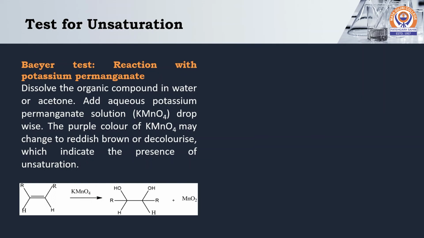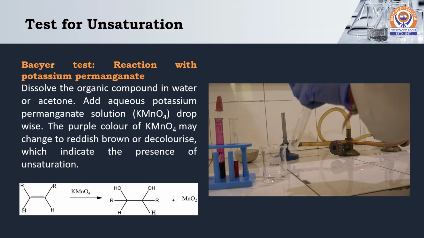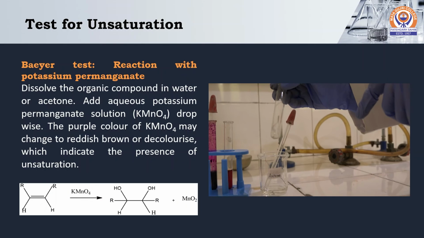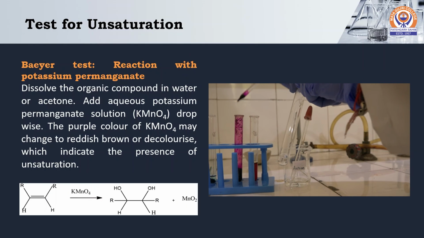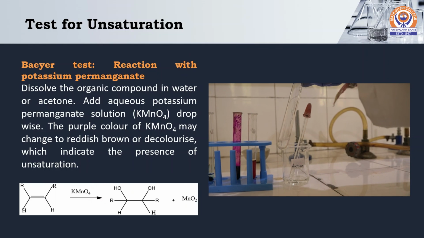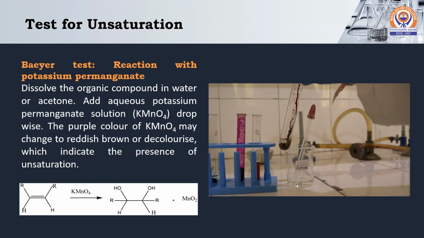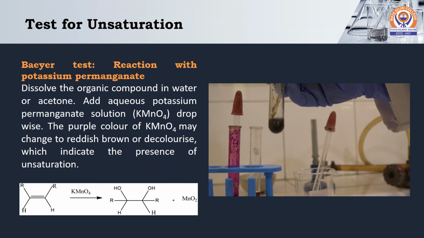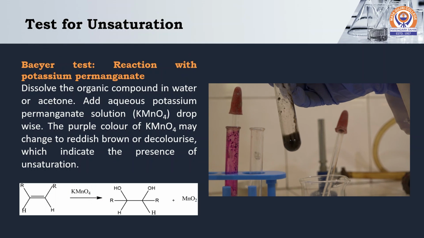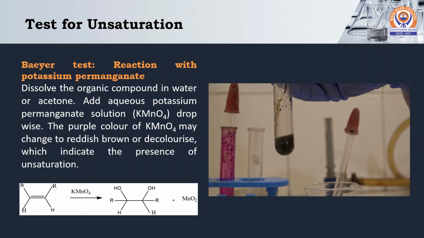Next test for unsaturation is Baeyer's test, that is reaction with potassium permanganate. For this, dissolve the organic compound in water or acetone, then add aqueous solution of potassium permanganate dropwise. The brown precipitate, that is decolorization of KMnO4 color, indicates the presence of unsaturation.